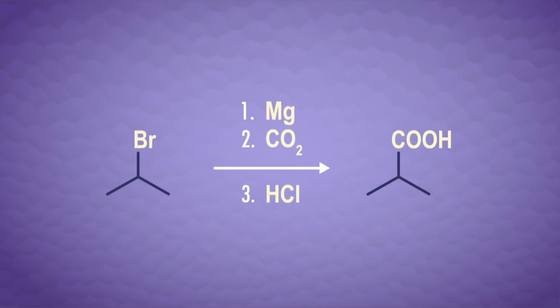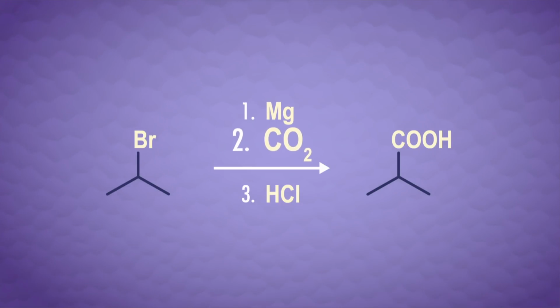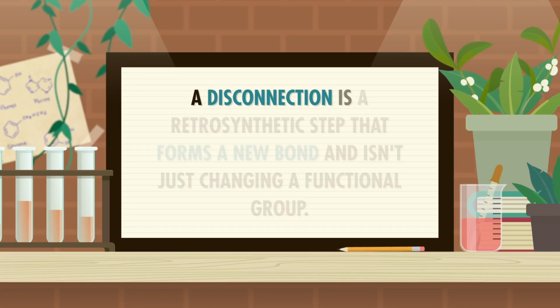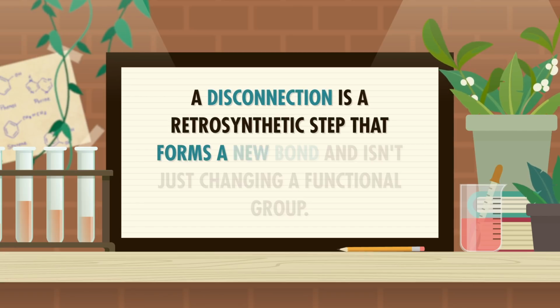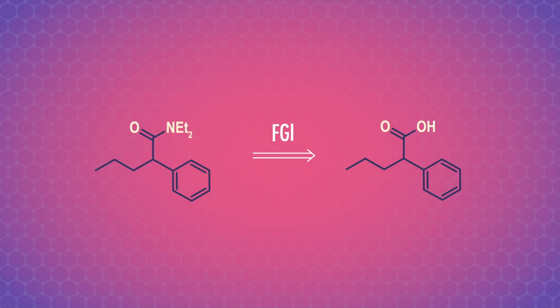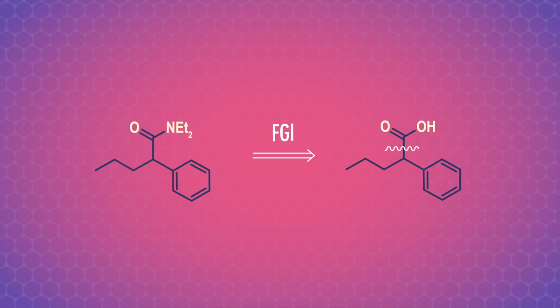Another way involves an organometallic reagent reacting with carbon dioxide, which also adds a carbon atom. We need one of those because the carbon chain got longer, so let's plan to form our carboxylic acid from a halide. A disconnection is a retrosynthetic step that forms a new bond and isn't just changing a functional group. We show this by putting a squiggly line over that bond. We're adding a carbon atom in this step, so this will be our first disconnection.